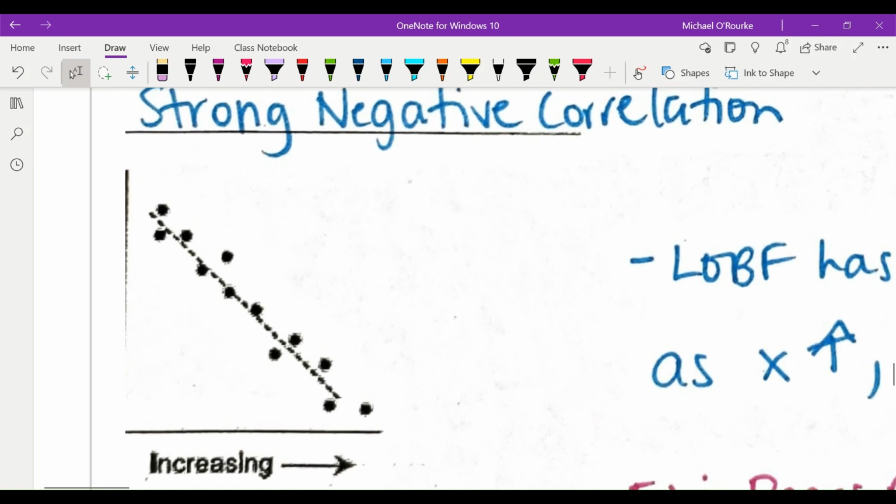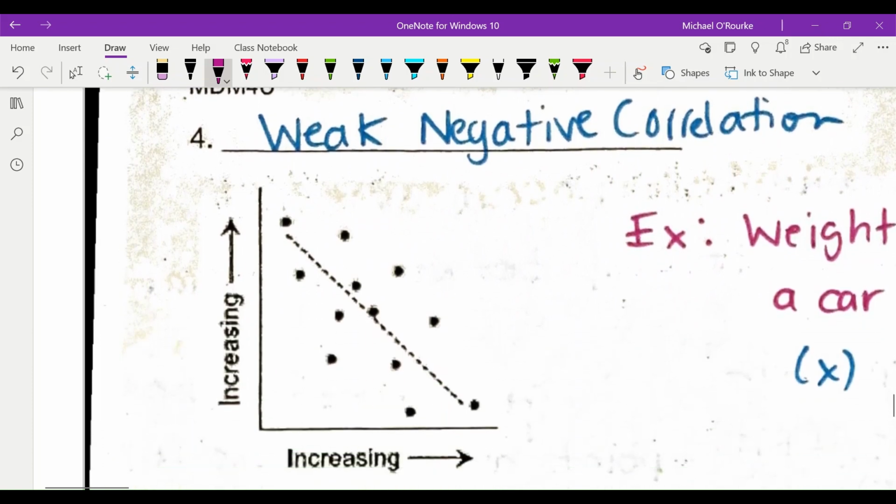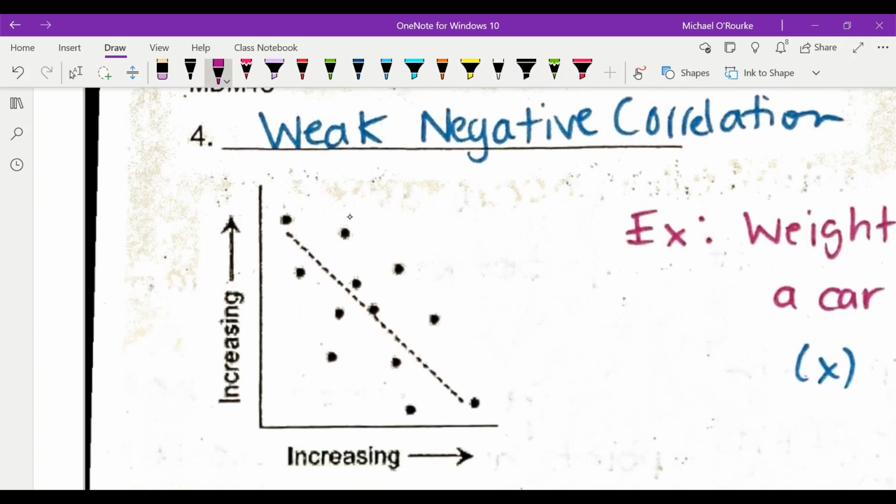Now, this one here, we have a downward line, so it's negative. And the data points are close together, so it's going to be strong. Let's keep going. Here's a weak negative one. We got dots that are further apart and a line going down. So it's weak because the dots are far apart, negative because the line's going down.